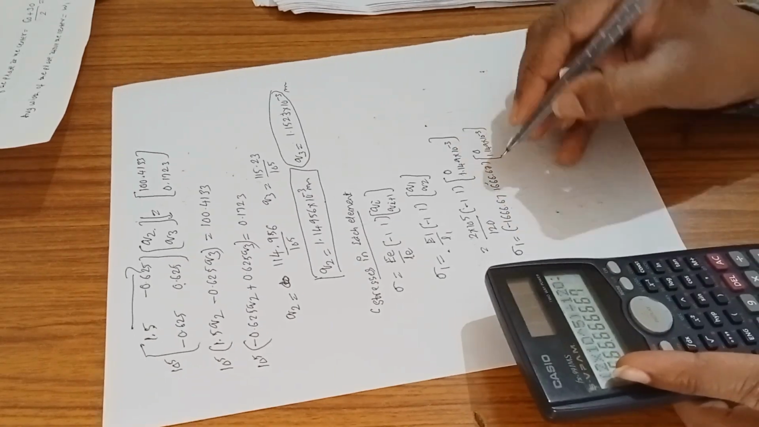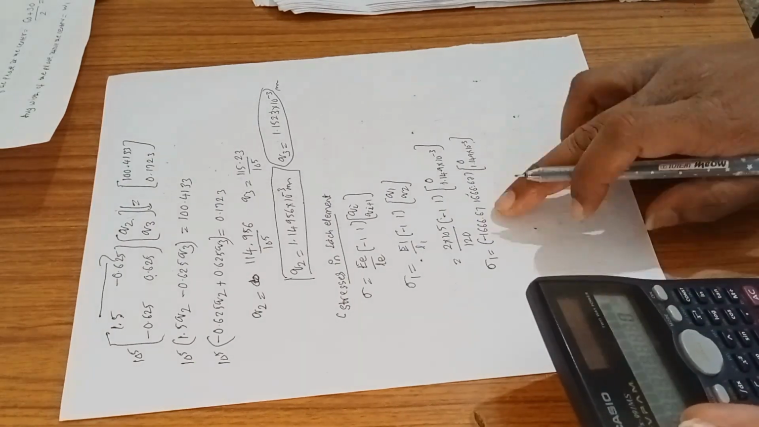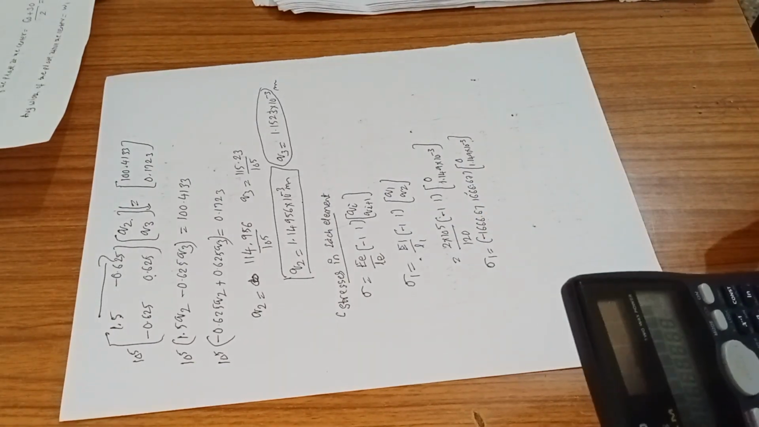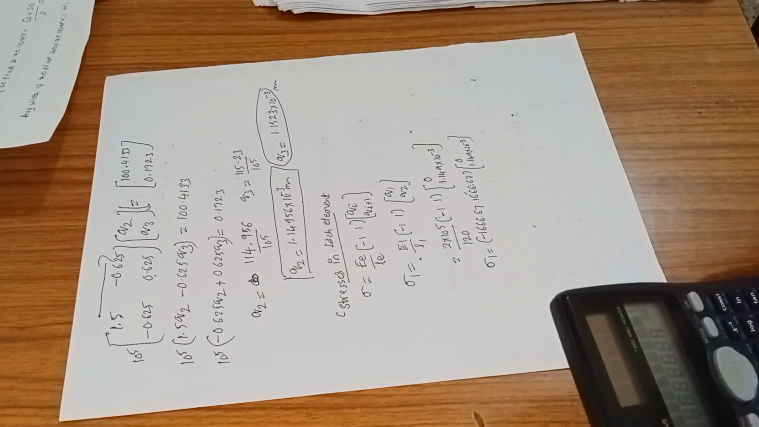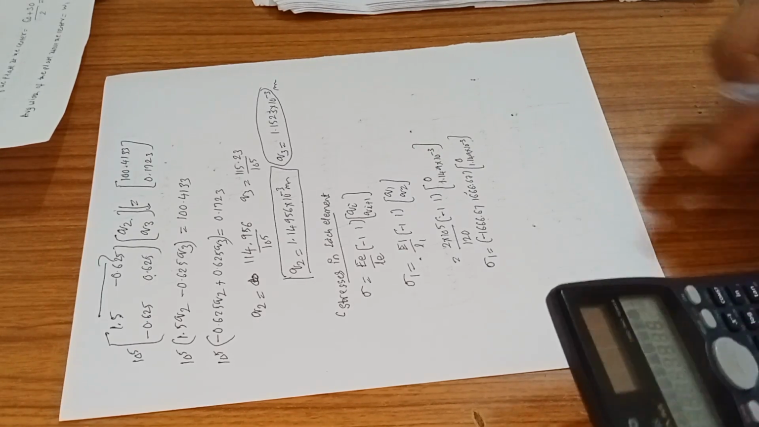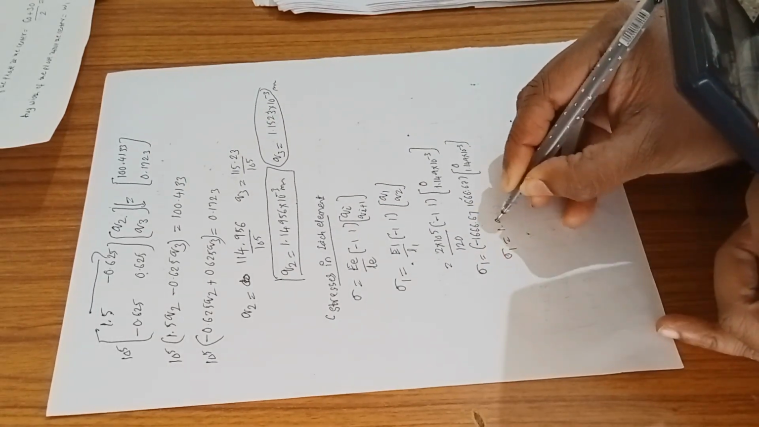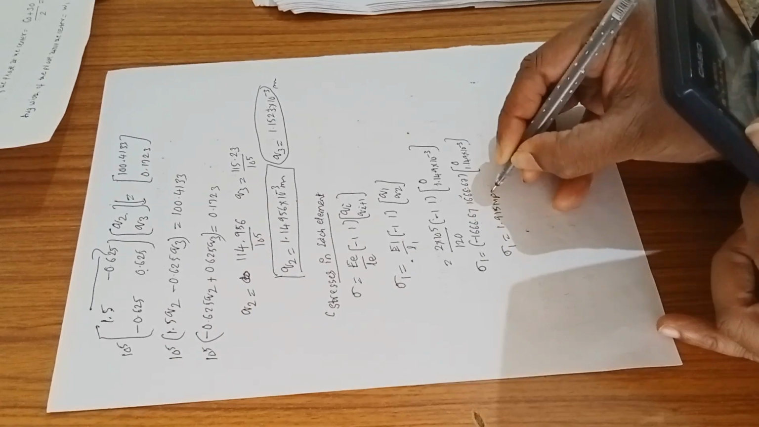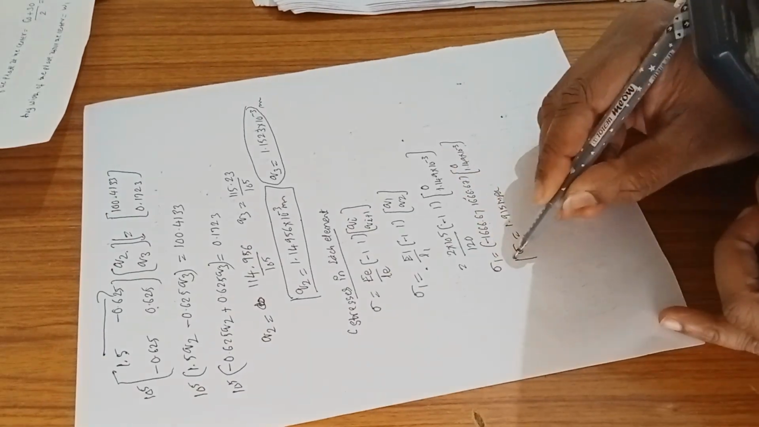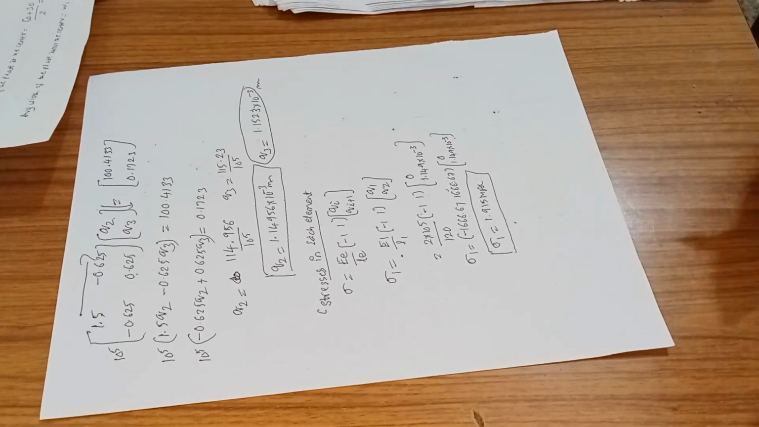So this multiplied with 0 and this multiplied with this answer, it's going to be finally, so this multiplied with 0 is going to be 0 only, but this multiplied with 1.149 multiplied by 10 to the power of minus 3, the answer is going to be 1.915. So finally stress 1 value is 1.915 megapascal. That is the final answer whatever we have obtained. So stress in element 1 is 1.915 megapascal.